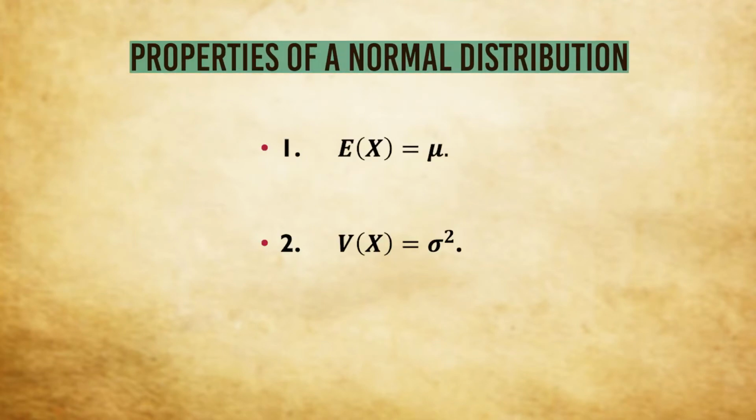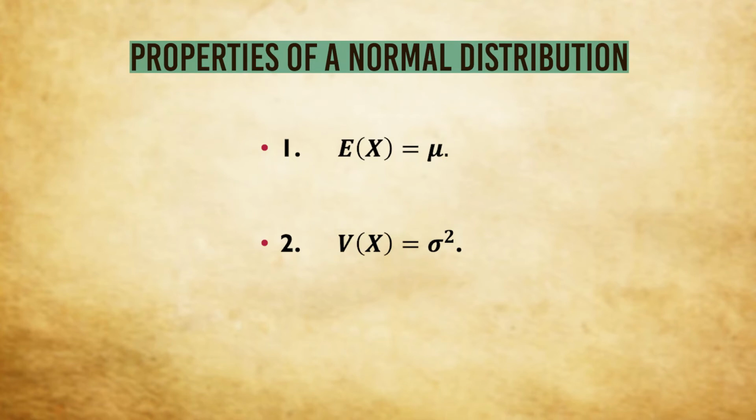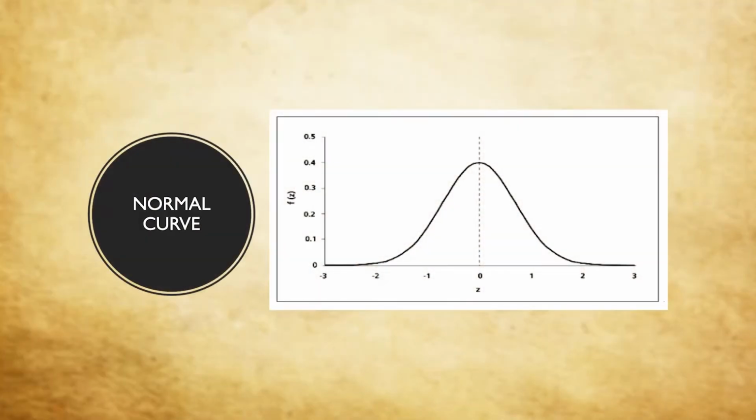There are certain important properties of a normal distribution. Obviously, for any probability distribution like a frequency distribution, mean, variance, skewness, these are the important properties. So the first property is expectation of x is equal to mu. That means the constant mu that we talked about is nothing but the mean of the distribution. And variance of x is sigma square, which means the constant sigma we talked of is nothing but the standard deviation of the distribution. You can see a normal curve on your screen.